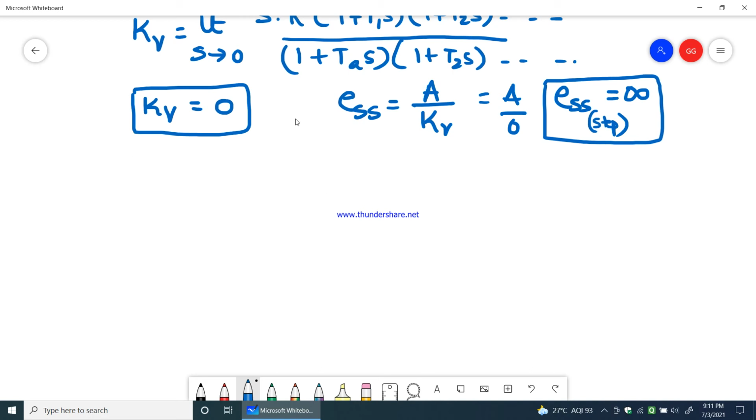But a type 0 system for a ramp input should never be used. You can't use a type 0 system at all when a ramp input is being given. Let me go with a type 1 system.